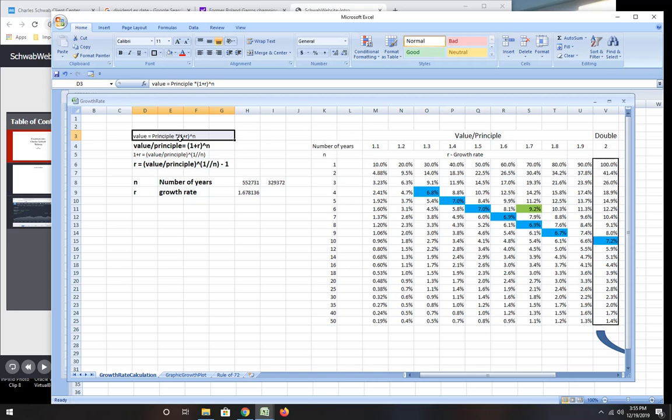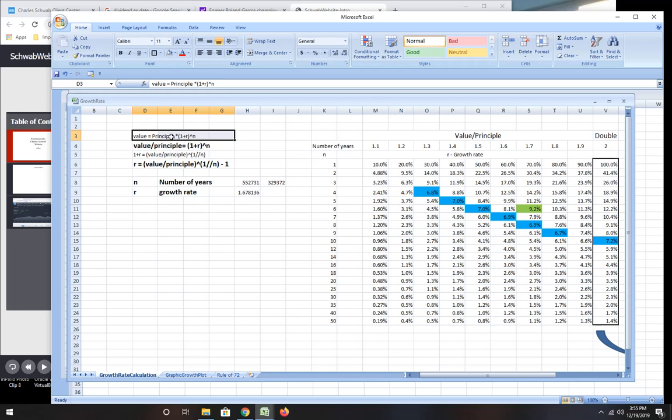So for instance, if you have a 100% growth rate, R would be 1. So that would be 1 plus 1, essentially 2 raised to the power for the number of years. So after 1 year, n equals 1, that would make this essentially 2 times the principal. So the value is equal to 2 times the principal.